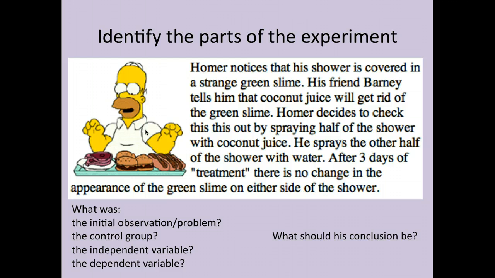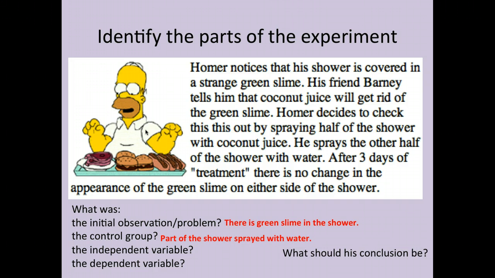Okay, so now that you've paused the video and taken a few minutes to look at this, what was the initial observation or problem? And of course, it was that there's green slime in the shower. The control group, remember that's the one outside of the experimental conditions. That's the part of the shower that he sprayed with water. The independent variable, remember that's the part that he wants to see if it's going to have an effect or not. So what did he experiment with? And that's the use of the coconut juice.